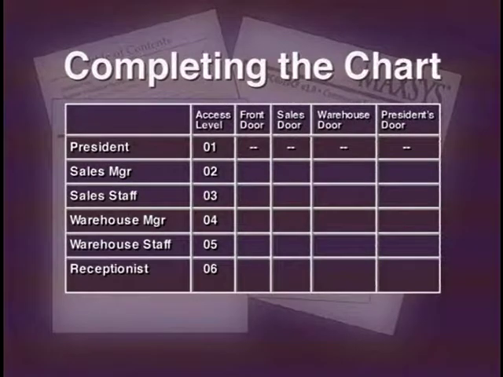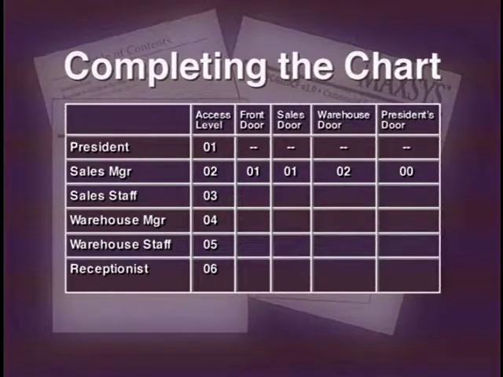The last step is to fill in the chart with the schedule information. Looking at the chart, the president is access level 01. Since access level 1 people always have access to all doors at all times, there is no programming required for the president. The sales manager will always have access to the front door and sales door. Write 01 in the chart. He will never have access to the president's door. Write 00 in the chart.